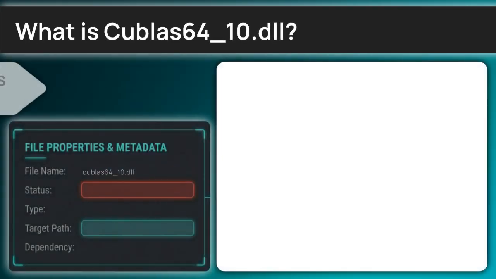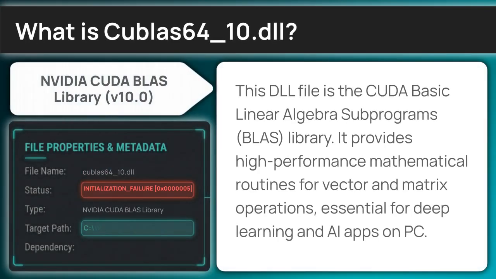This DLL file is the CUDA Basic Linear Algebra Subprograms BLAS library. It provides high-performance mathematical routines for vector and matrix operations, essential for deep learning and AI apps on PC. Now let's dive into the solution, starting with a standard reinstallation.